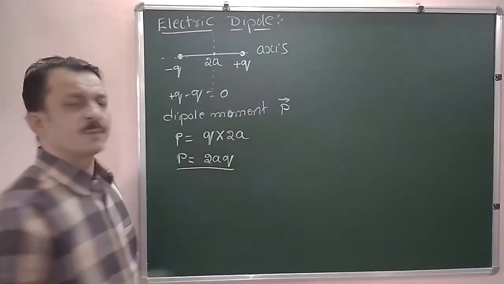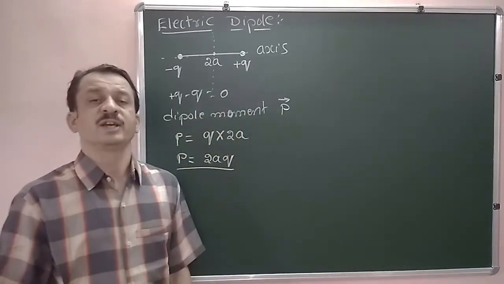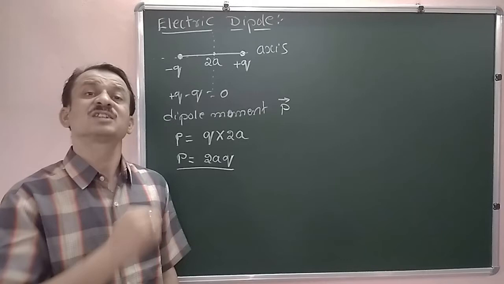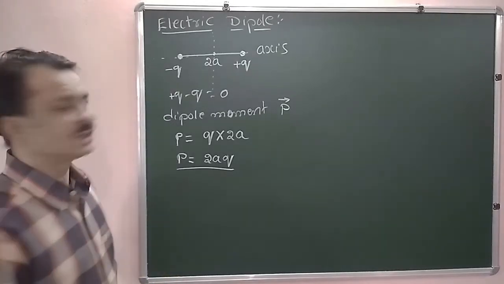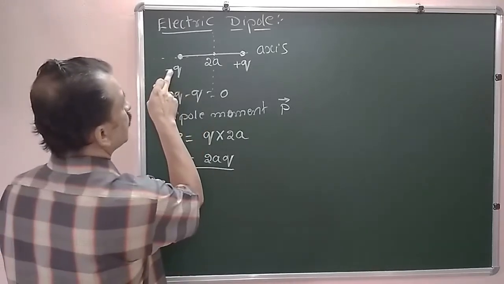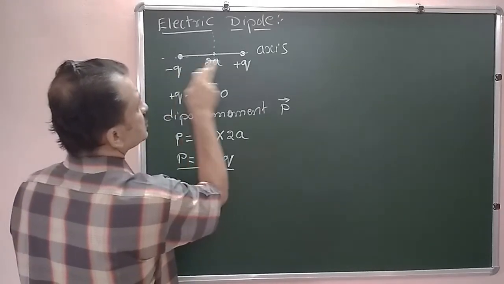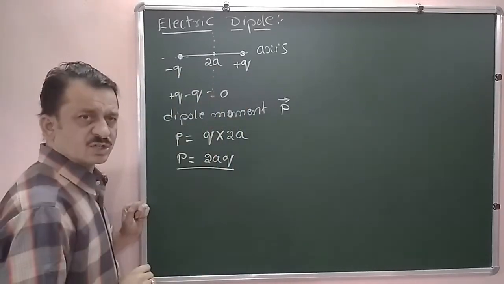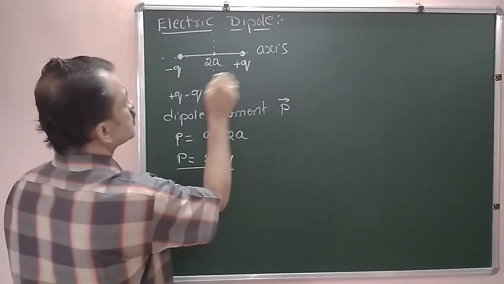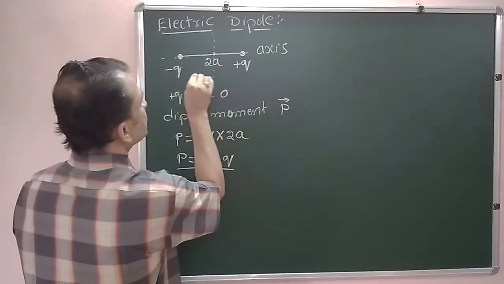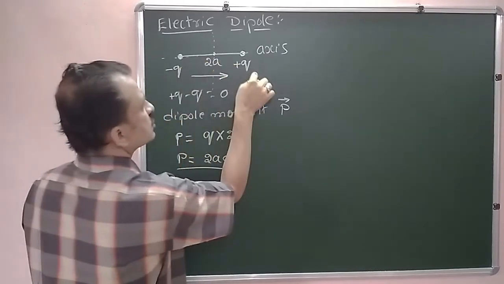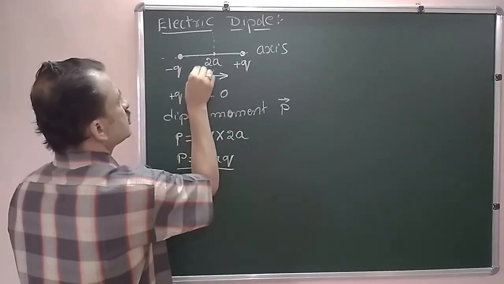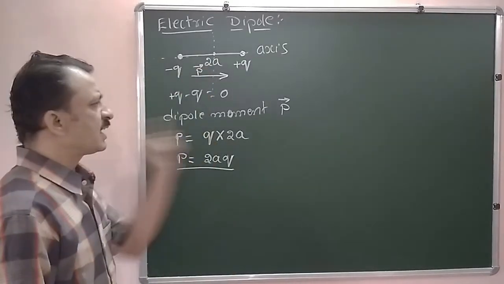Since we have stated that dipole moment is also a vector quantity, what is the direction of the dipole moment? For convenience, we have taken the direction of the dipole moment from the negative charge towards the positive charge. So this dipole possesses a dipole moment, and the direction of the dipole moment is always from the negative charge towards the positive charge.